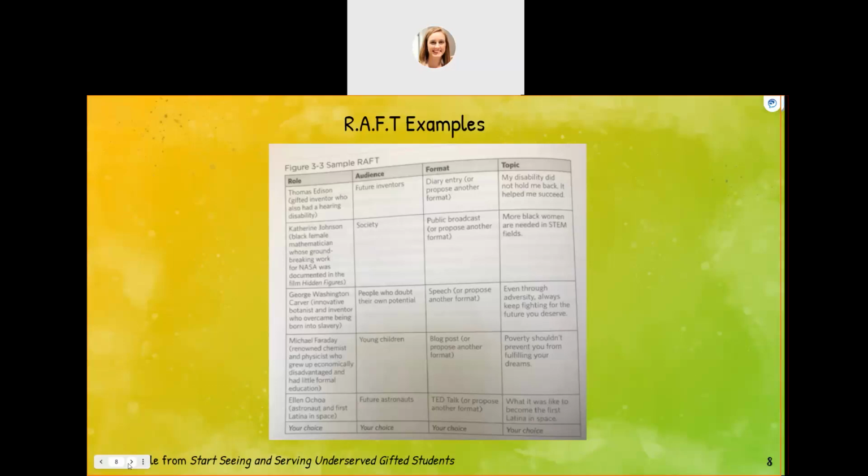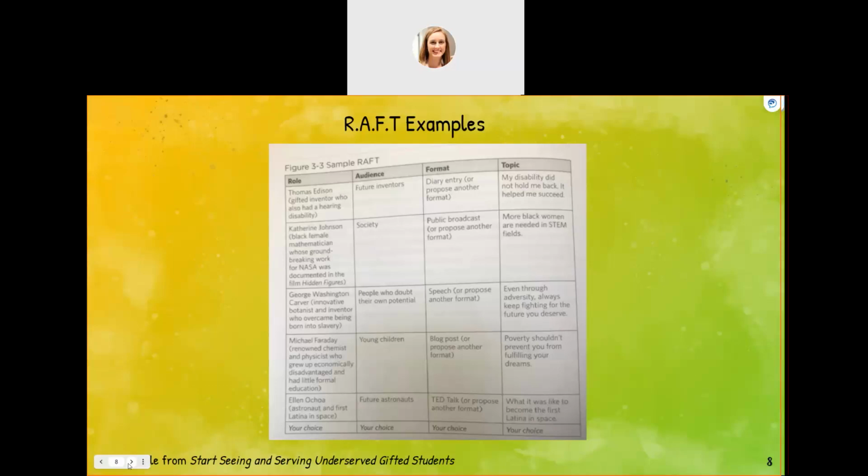So, for instance, if they choose Katherine Johnson, then they're going to be taking on the persona of Katherine Johnson, and they may have already studied these, or they may have to do a little background research on these scientists. And then they're going to be writing to society. They're going to use a public broadcast format, or you can allow them to propose another format. And the topic is going to be, she's going to be speaking about the need for more Black women in STEM fields.